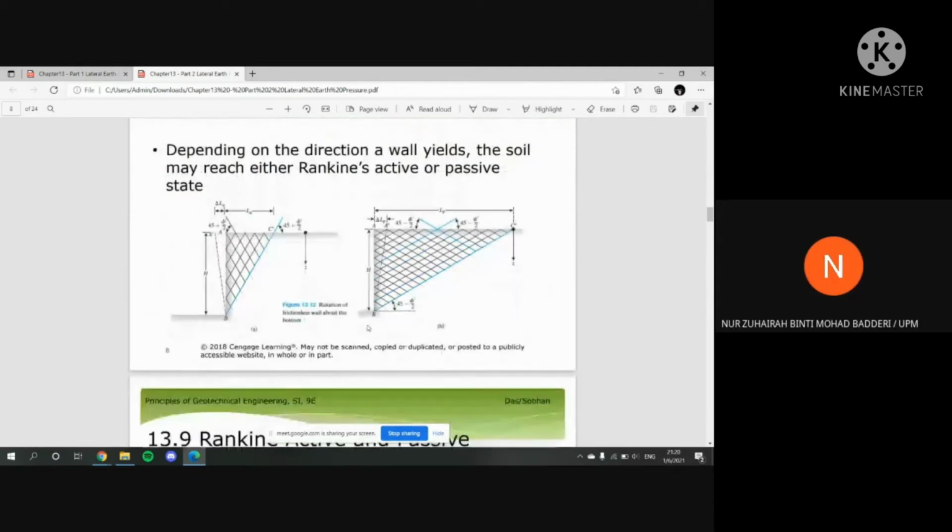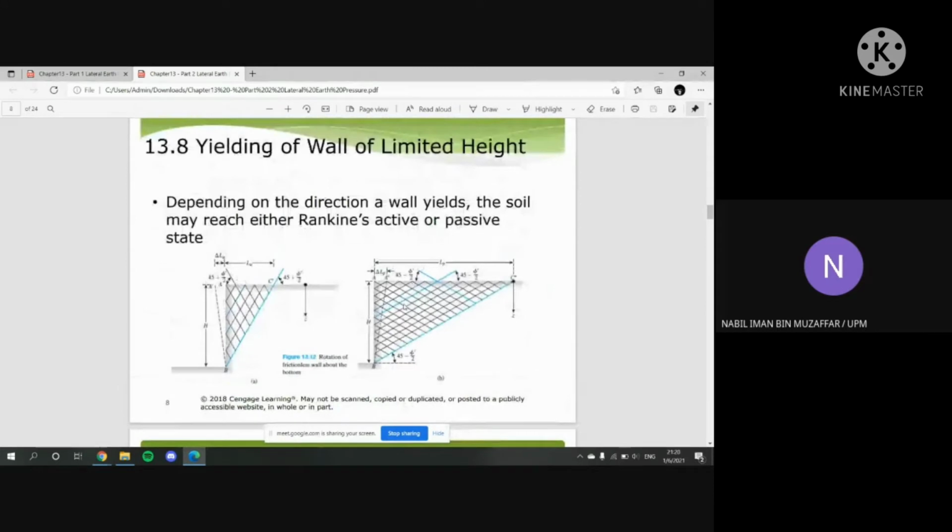So the one labelled A is active. Yes, active, because the wall is moving away from the soil. Right? And then B is passive.